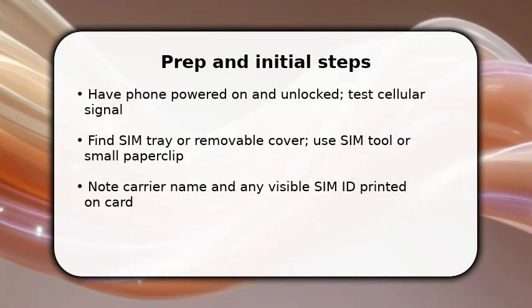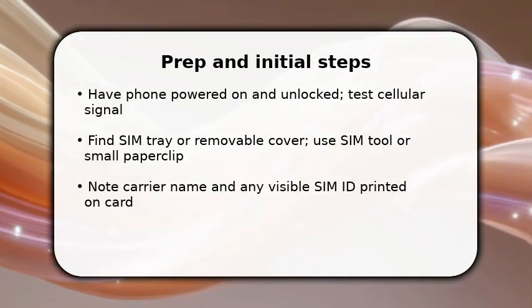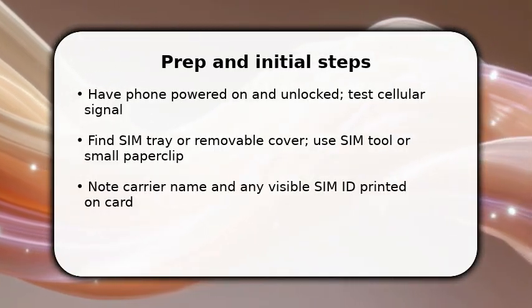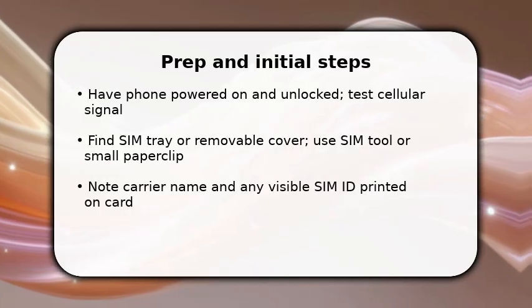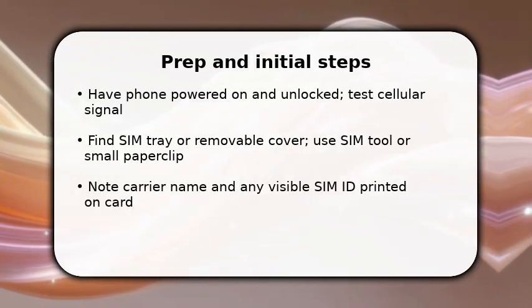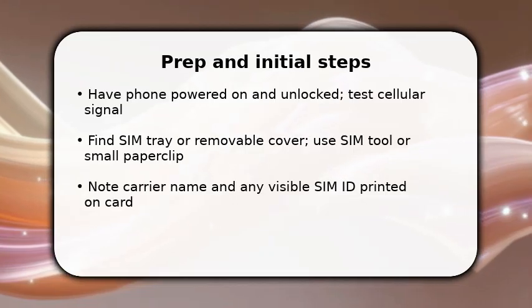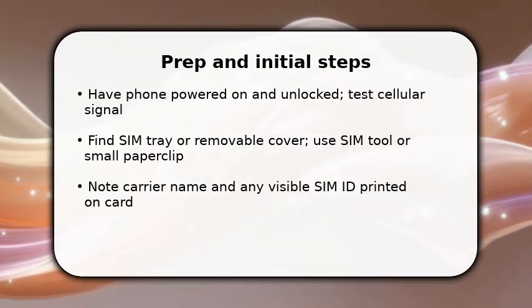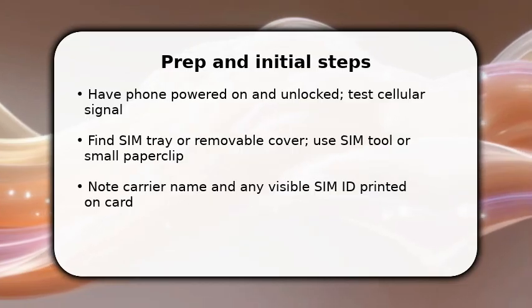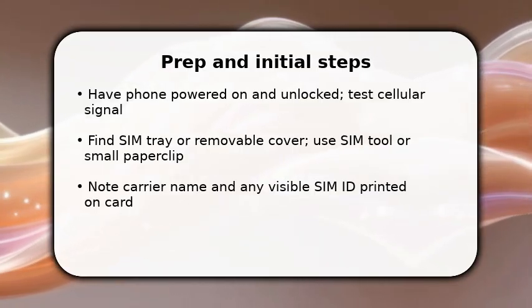You'll start by locating the physical SIM and confirming your carrier. Once done, power on and unlock the phone so it can display SIM details. Use a SIM eject tool or a small paperclip to open the tray. This exposes the printed SIM ID or ICSID on many cards.